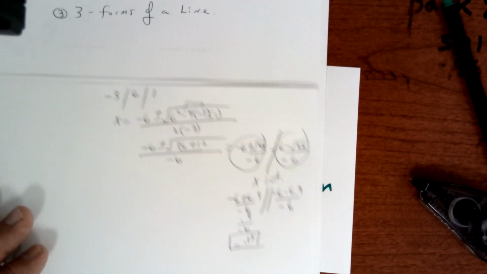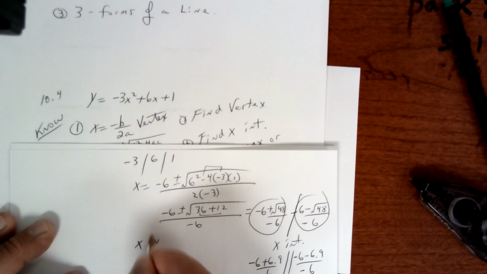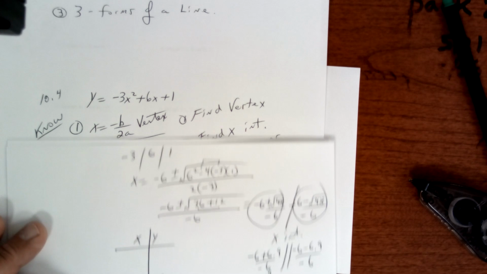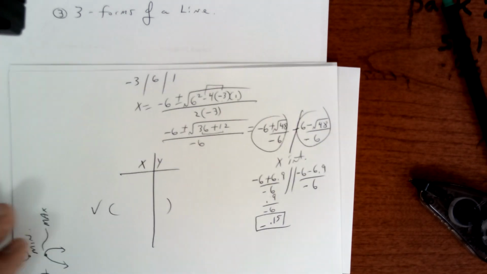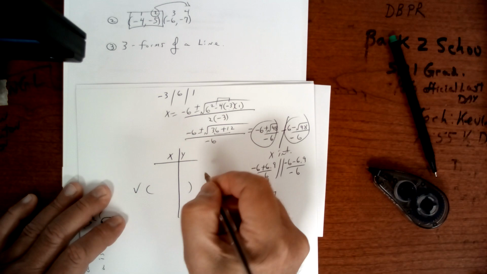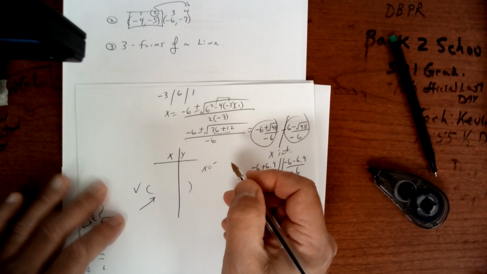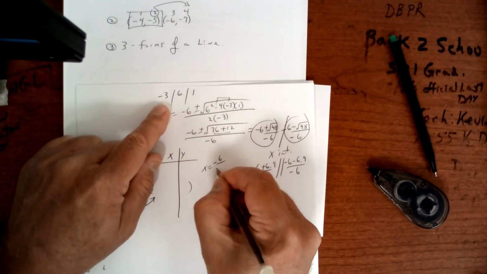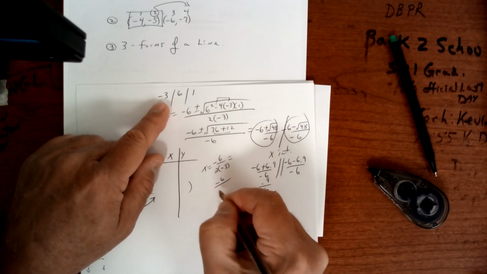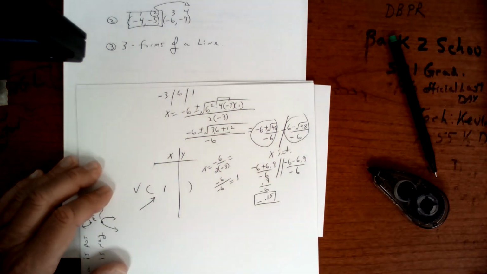All right, so the vertex, remember you make a table, and the vertex goes in the middle. So put a V right there. All right, I got to make this a little smaller. So you're going to get x equals negative b over 2 times a. So that gives me a negative 6 over a negative 6, which gives me a 1. So the vertex is a 1 and something else.